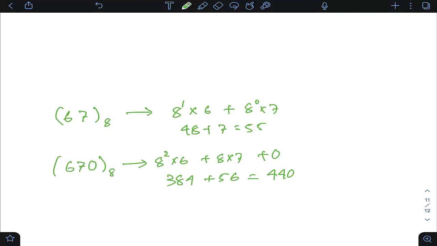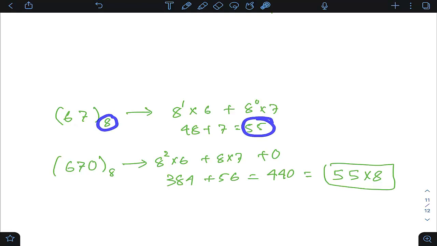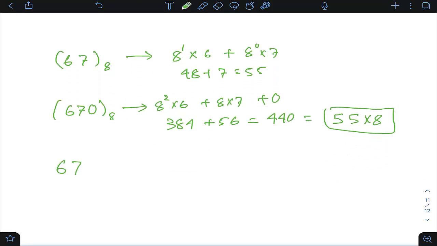So this 440 is equivalent to 55 into 8. The point I want to tell is, in any base number system, if you have a certain number and you attach a 0 on the LSB, the value of the number increases by base times. Like here, if I am attaching a 0 and you find the decimal equivalent, that will be 8 times this number. So 8 into 55.